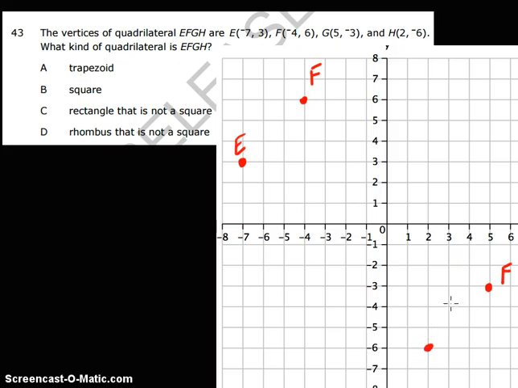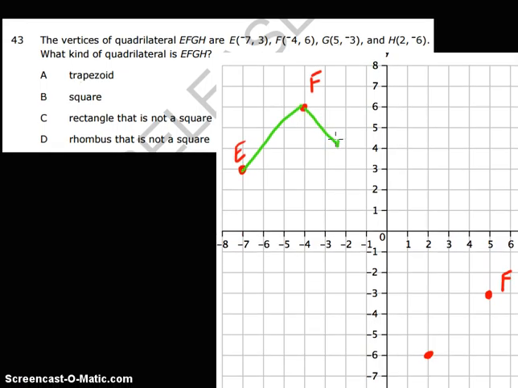Now based on this, we can connect all of this and create the quadrilateral. I'm going to connect these two, then we're also going to connect that one, and then this one, and then connect these two.